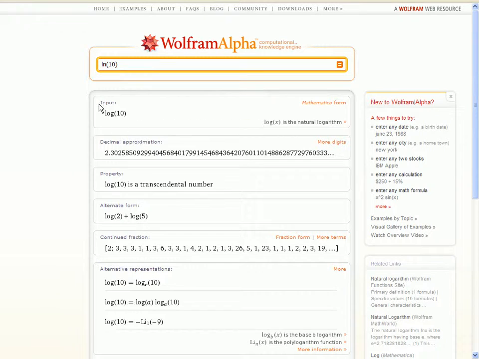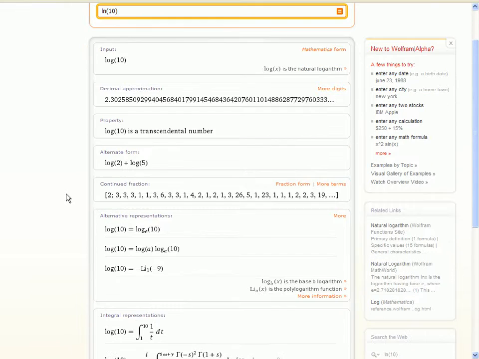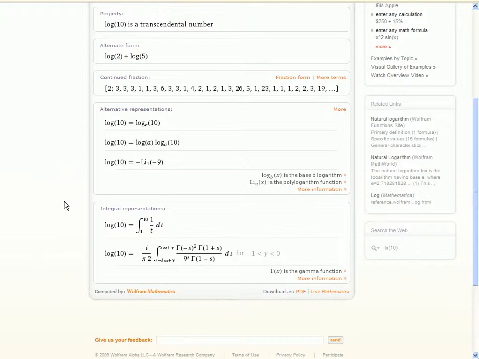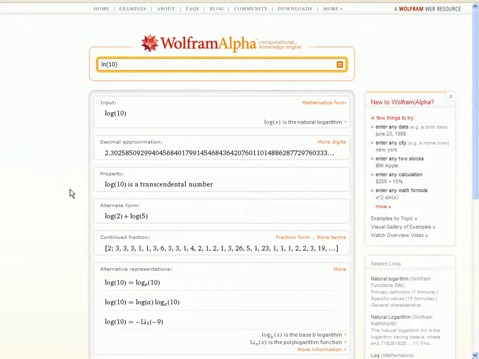The input is log 10, and actually it makes a note here saying that log x is interpreted as the natural logarithm. And there are more options. Alright. Here is a decimal approximation, properties it knows, an alternate form broken down. So there is more interesting information about the input we gave to WolframAlpha.